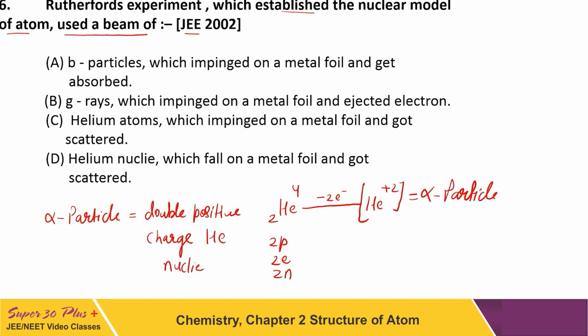So alpha particle is nothing else but helium plus 2, or you can say helium nucleus. So helium atom is the wrong option, while helium nuclei which fall on the metal foil and get scattered is the right answer. So D is the right answer of this question.